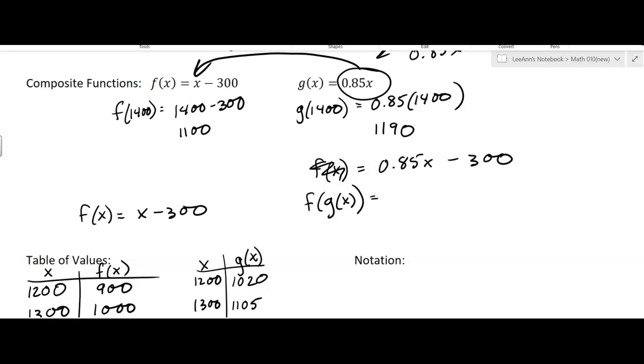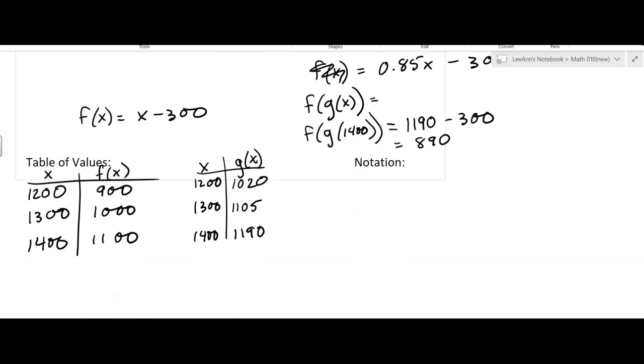So now if I took 85% of x, say it was 1,400, so f of g of 1,400, it would be 1,190 minus the 300, so it'd be a total of 890 for the computer. Okay? All right, so that's what we're doing with composition. It's like you're getting two functions, one function inside another function.